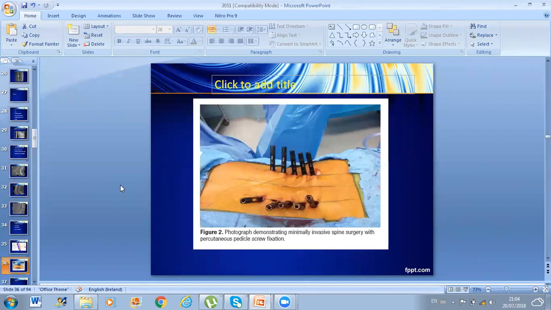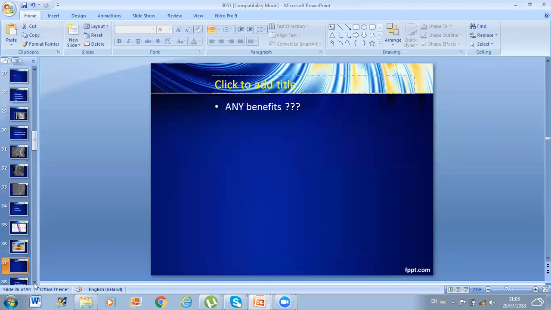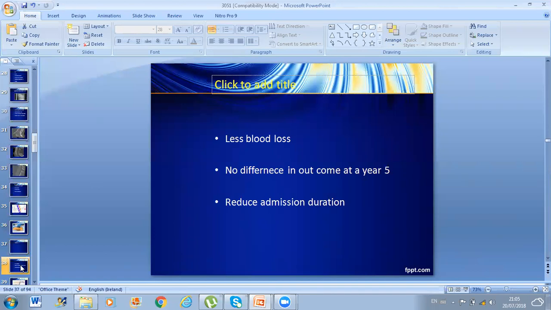Okay. Normally, how we do it, we normally under C-arm put a K-wire on the pedicle screw on the lateral aspect. For the right side, it should be 3 o'clock. On the left side, it is 9 o'clock. And we start laterally and move medially to the pedicle screw level. And they will not ask you anything else. Actually, I asked you this question already. So the benefit: less blood loss, no difference in outcome at 5 years, and reduced admission duration.